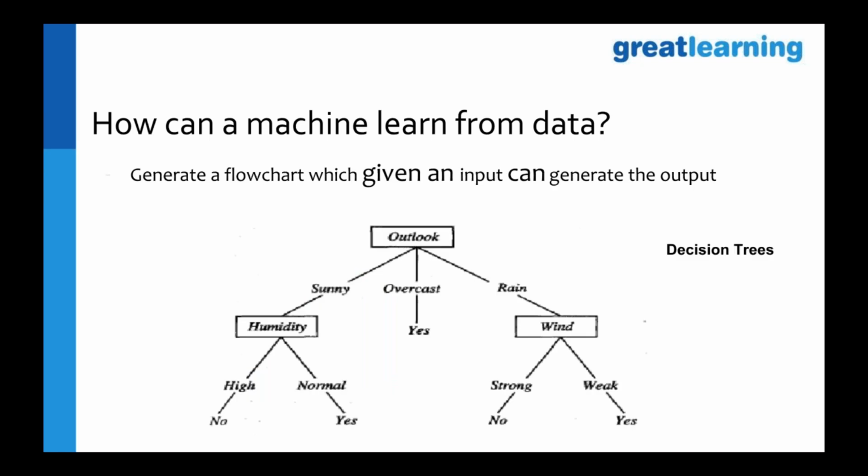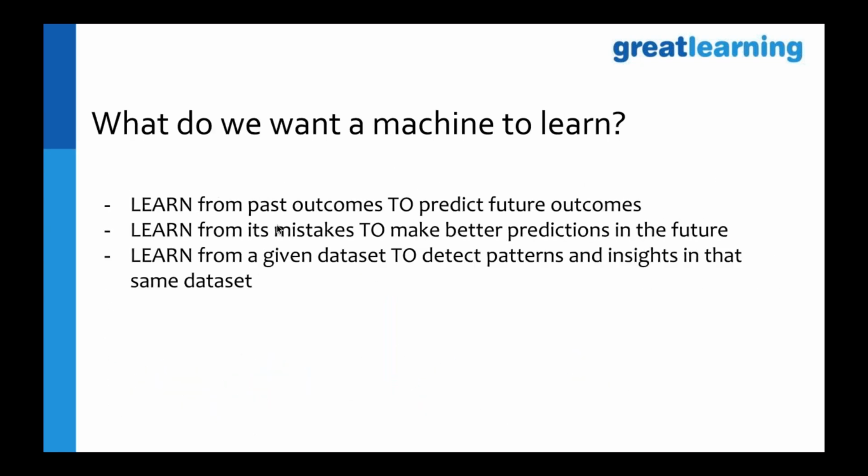So now if you remember this slide, let me go back to it. We want the machine to learn from past outcomes to predict future outcomes. We have done that. We can do that with regression analysis. We can do that with decision trees and many, many more algorithms.